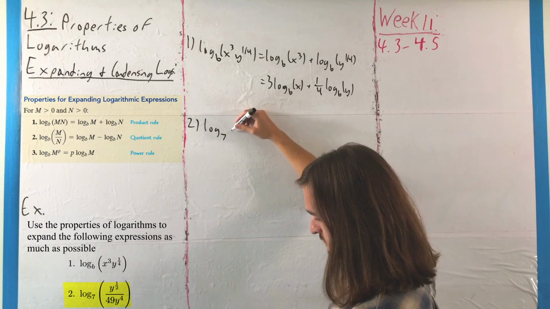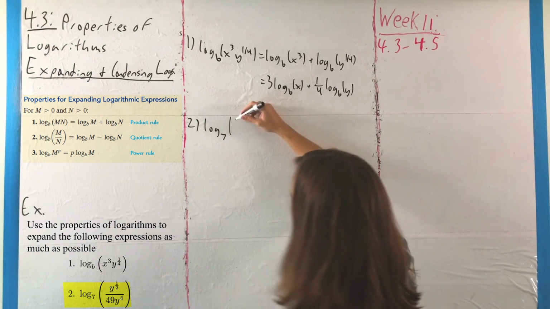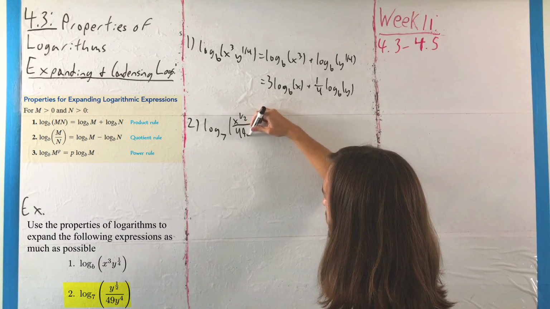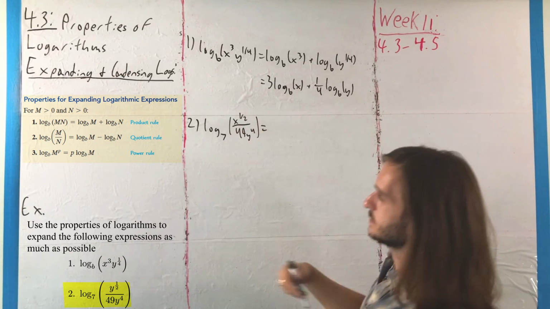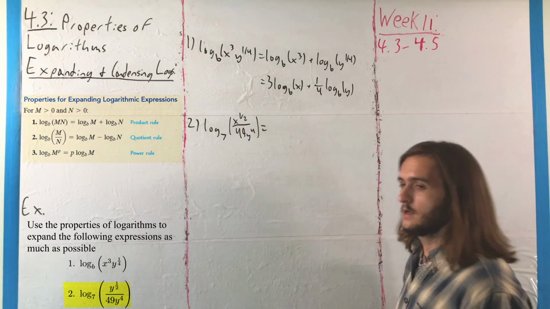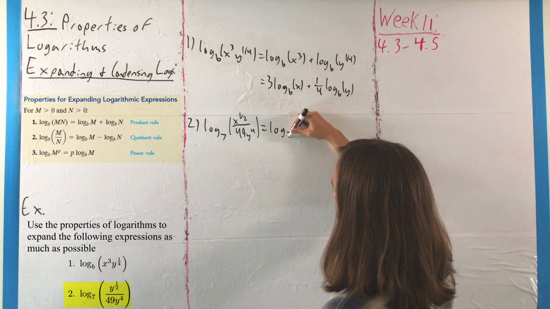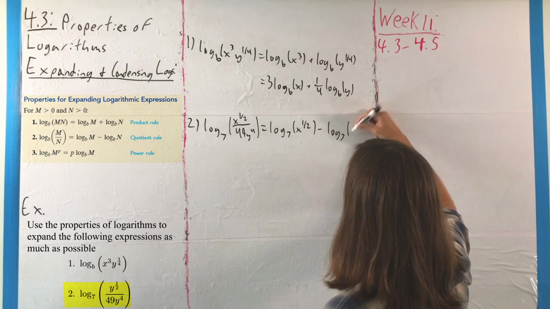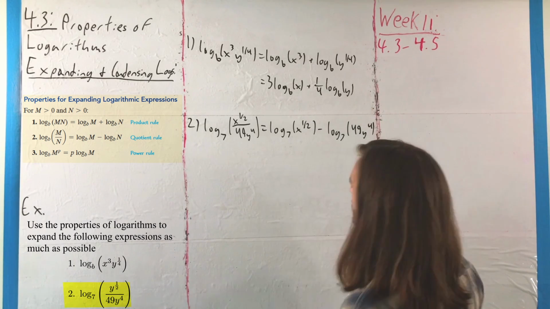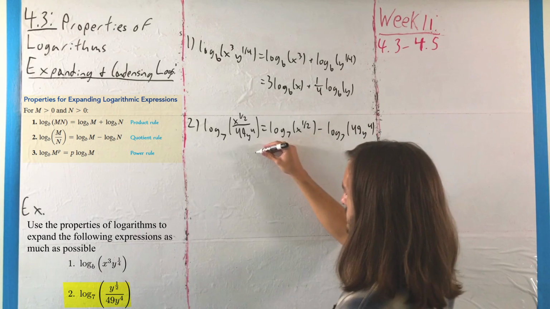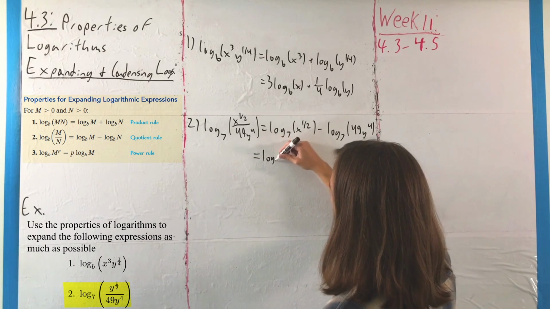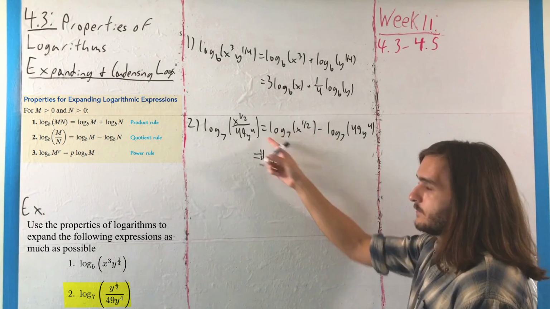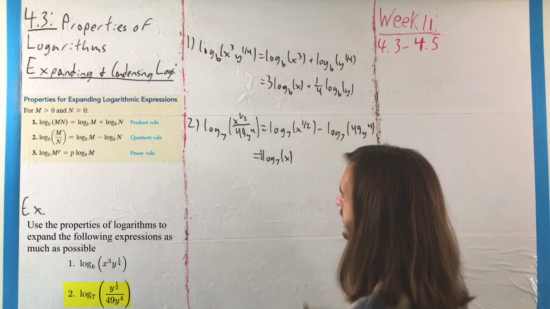logarithm base 7 of, is that a 1/2? That's a 1/2. X to the 1/2. It's very small print. Over 49y to the 4th, where again we're going to start with the quotient rule, because we've got division, and we will get log base 7 of x to the 1/2 minus log base 7 of 49y to the 4th. And this guy, just use the power rule. I'm going to slide him over just a little bit. We get log 7, there should be a 1/2 on the front there. It's very small, don't worry about it, but that's the 1/2, pulled to the front, of x.